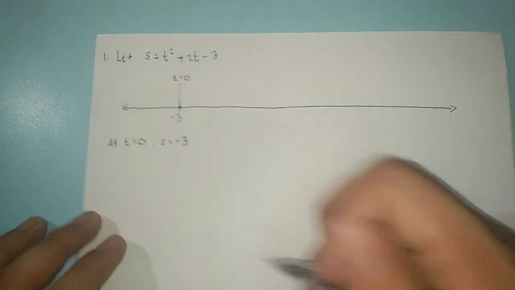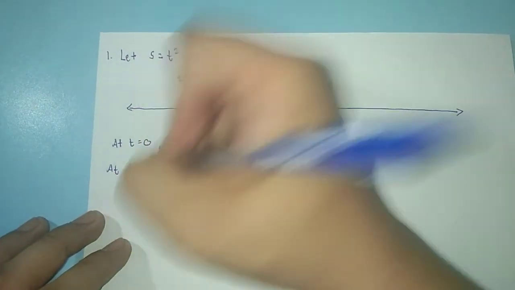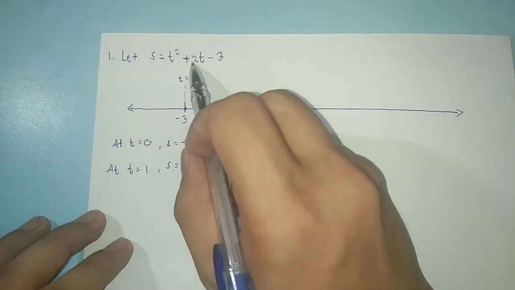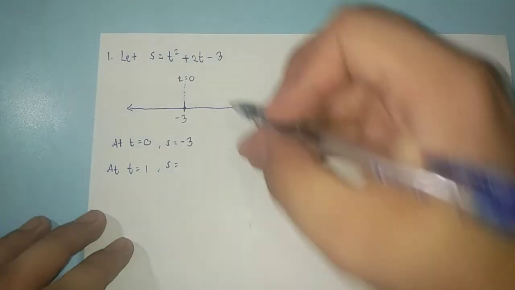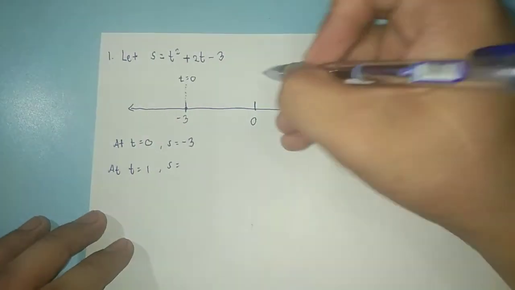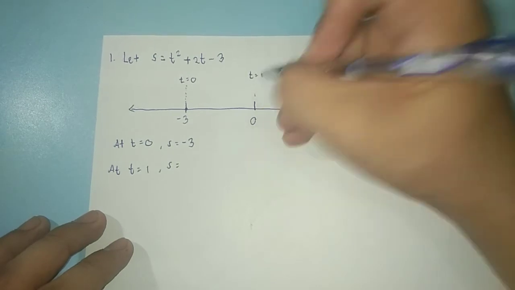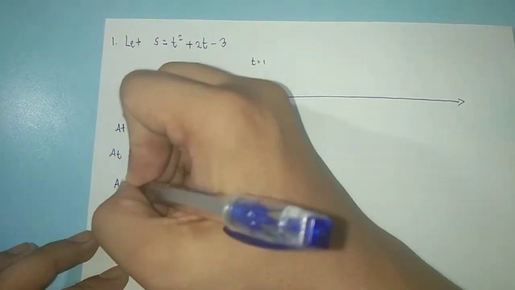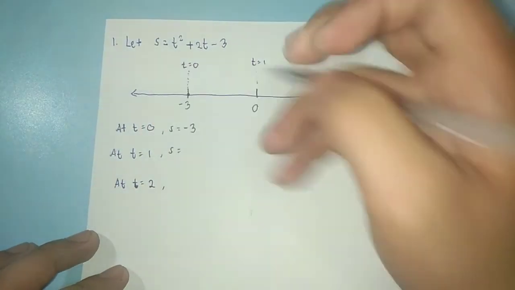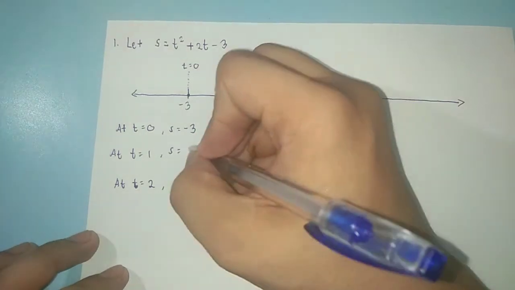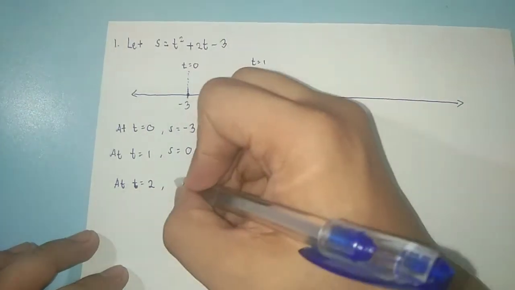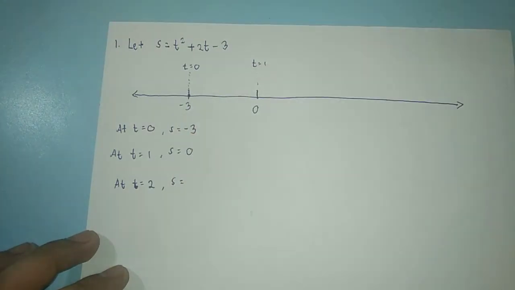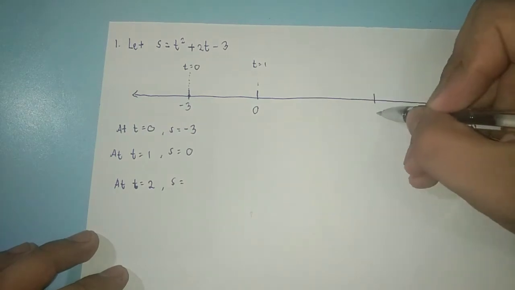Now, after 1 second, let's say t equals 1. What is the position of our particle? Substitute 1: 1 plus 2 is 3, minus 3 is 0. So here is 0, at t equals 1, 1 second. Now, at t equals 2, 2 seconds. What is the position of the particle? It will be 4 plus 4, 8, minus 3, 5. So let's say here is 5.